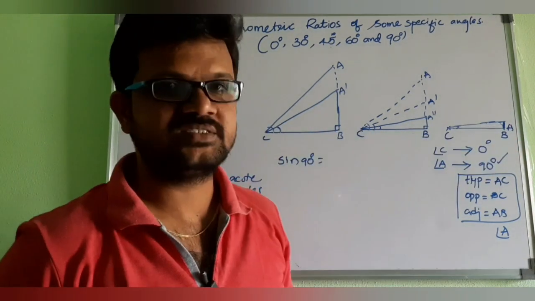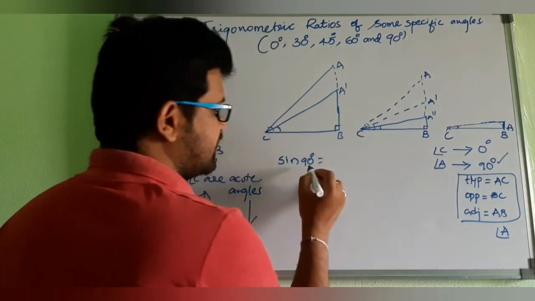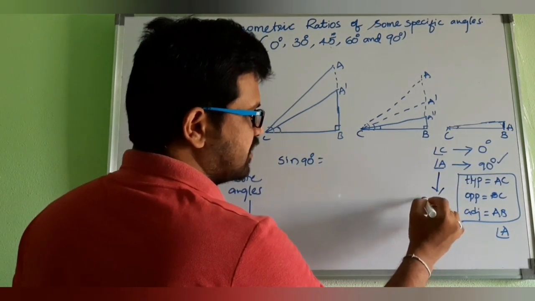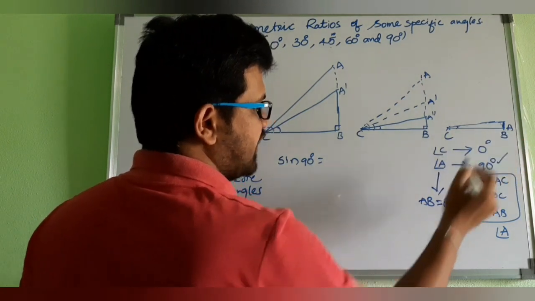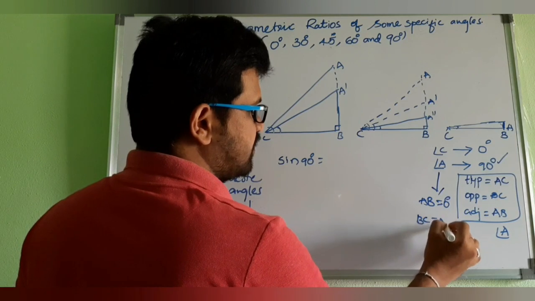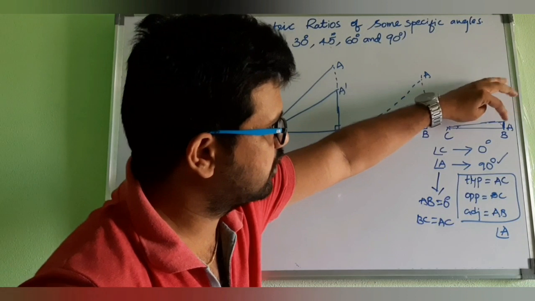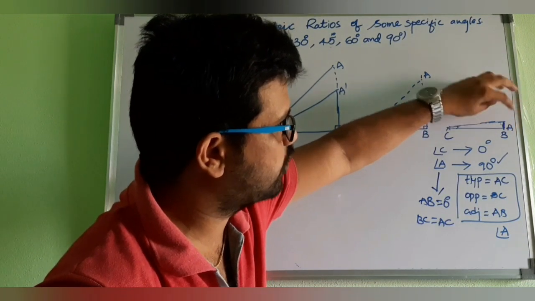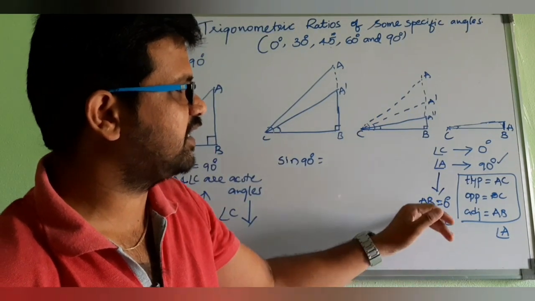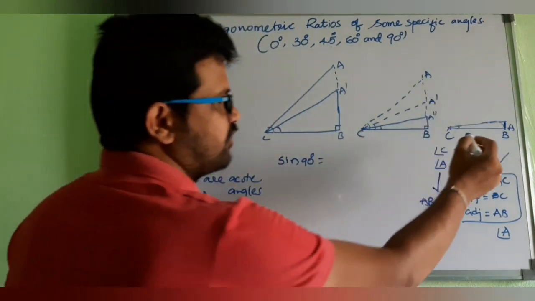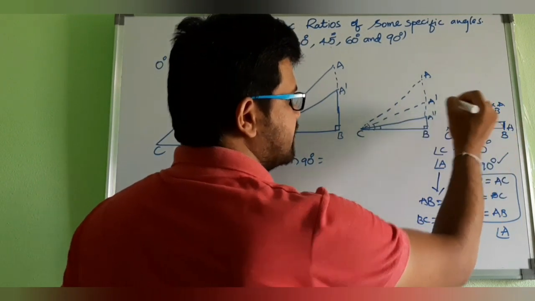Here what happens? Adjacent side is 0 in this case. When angle A is 90 degrees, AB is 0 and BC is equal to AC. Keep in mind that when A and B coincide, what happens? AC is equal to BC and AB is equal to 0. After this one like this, A and B are here only and C is like this.